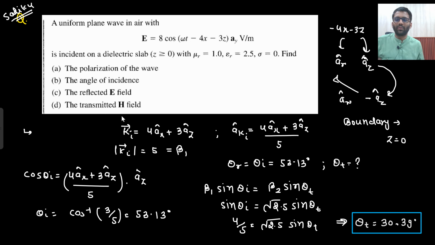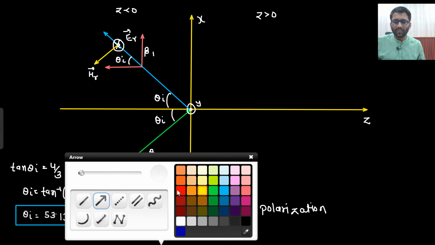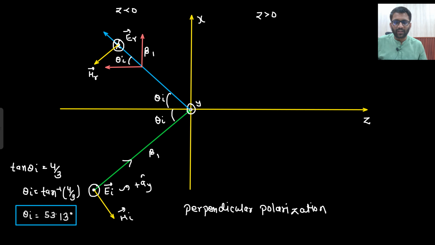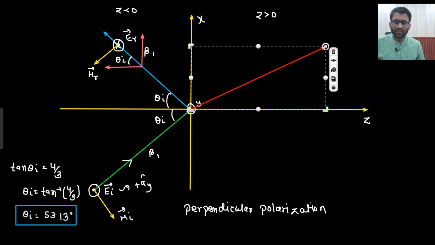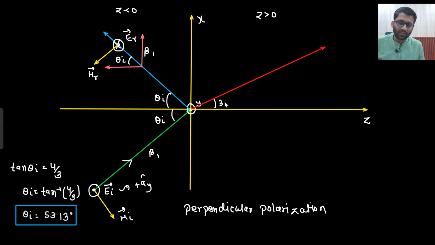Now we need to go to the transmitted part. So now some wave will be transmitted, right? Some wave will be transmitted, but it is being transmitted at a lesser angle. So this is how I will make it. So the wave is transmitted at 30.39 degree. Okay. Now, can you let me know what will be your KT?